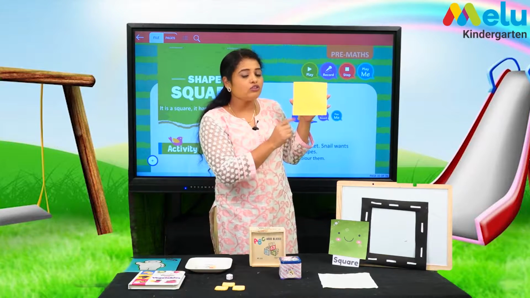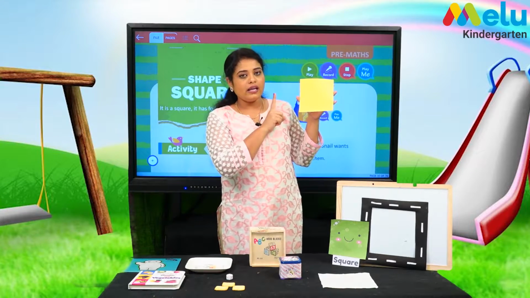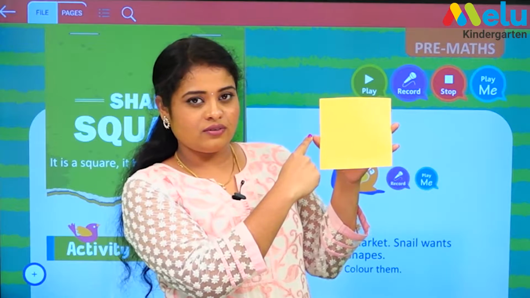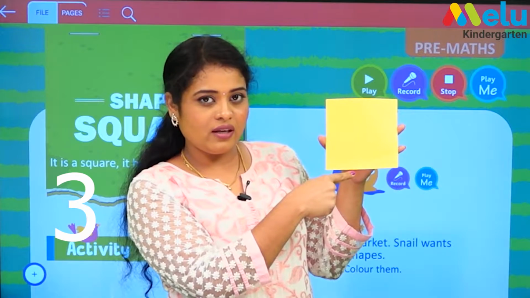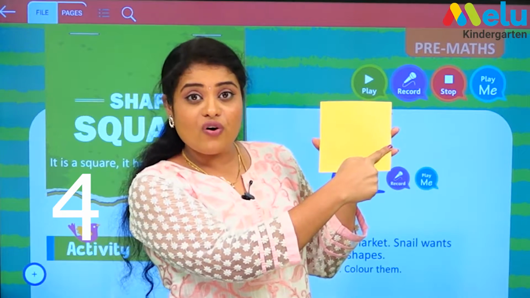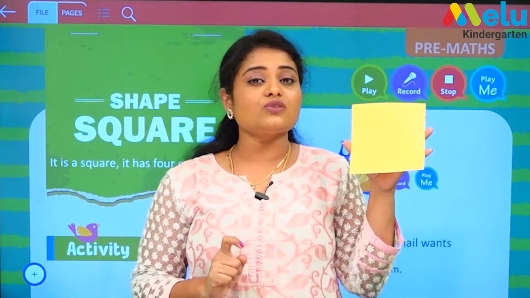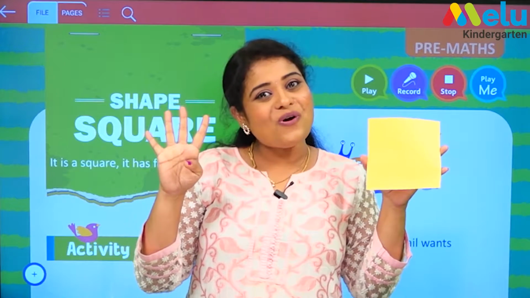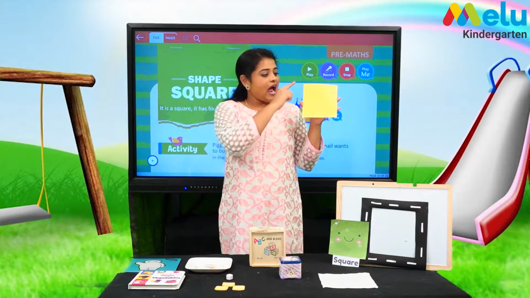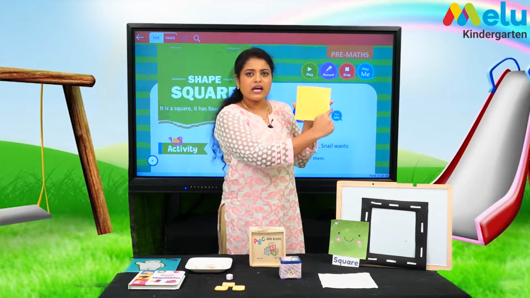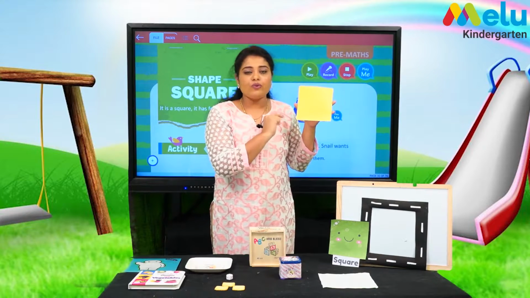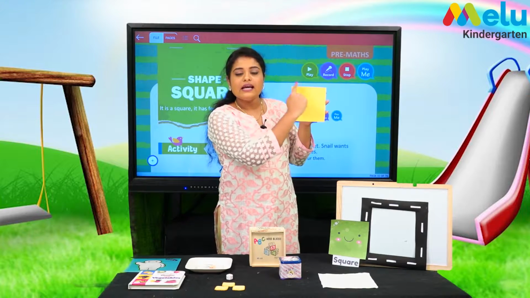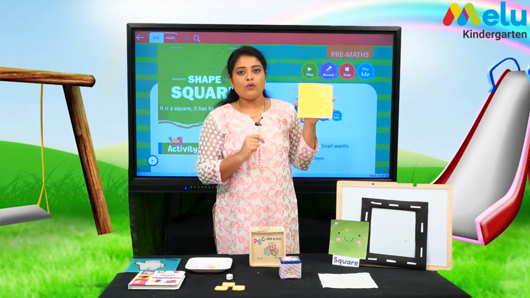Yes, children, let's count how many sides are there in a square. 1, 2, 3, 4. So, how many sides does a square have? 4. So, a square has 4 sides. Yes, and all the 4 sides are equal. So, all the 4 sides in a square are equal.